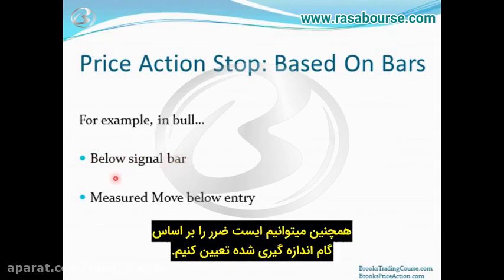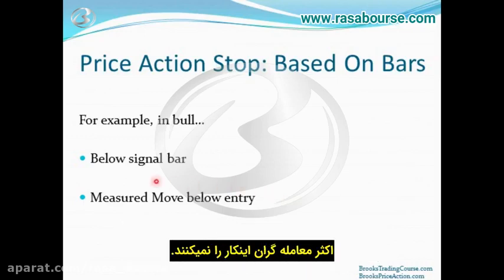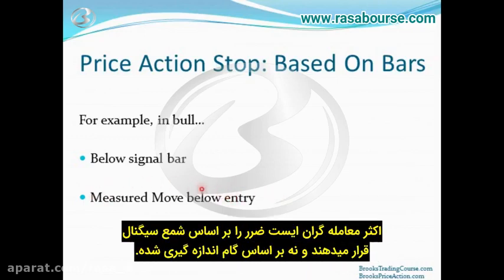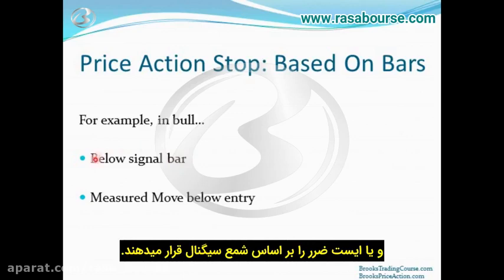You may also use a measured move target, based upon either the height of the signal bar or some gap above the signal bar. Most traders do not do that. Most traders would use a price action stop based upon the signal bar, not based upon a measured move. So most traders either use a fixed stop a number of ticks away, or they'll base their stop on the signal bar.